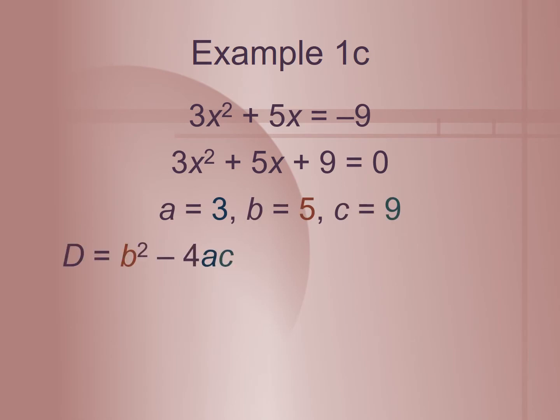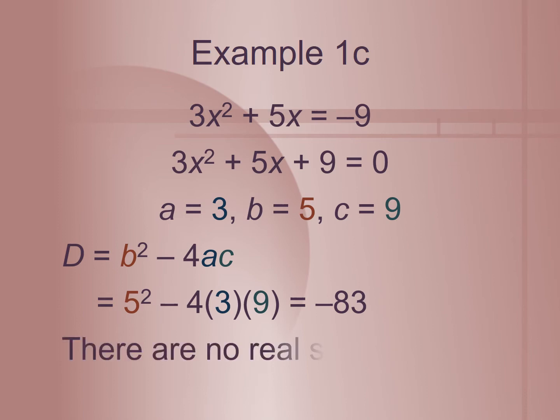Then I'll use my discriminant formula, which is b squared minus 4ac. I'm going to plug in 5 for b, 3 for a, and 9 for c. And I get 5 squared minus 4 times 3 times 9, which evaluates to negative 83. Since my discriminant is negative, that means there are no real solutions.